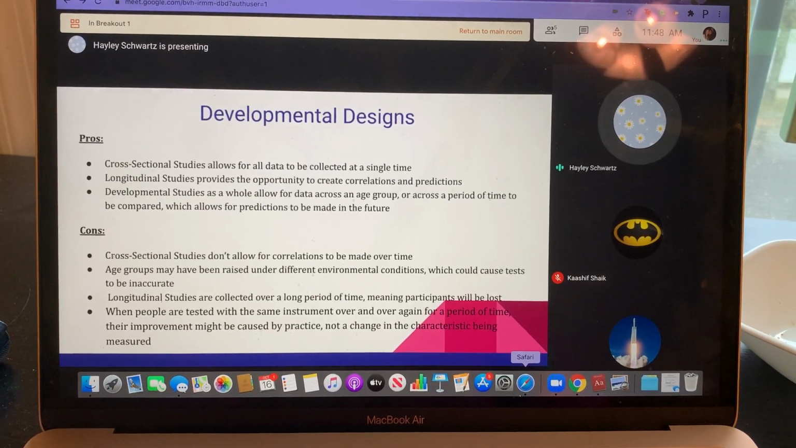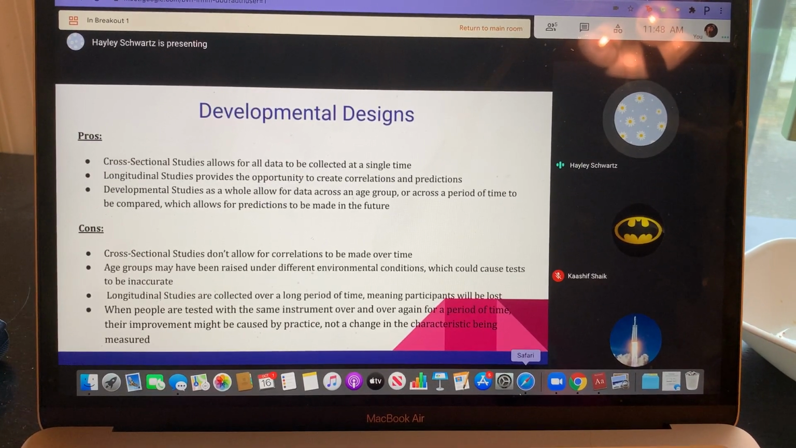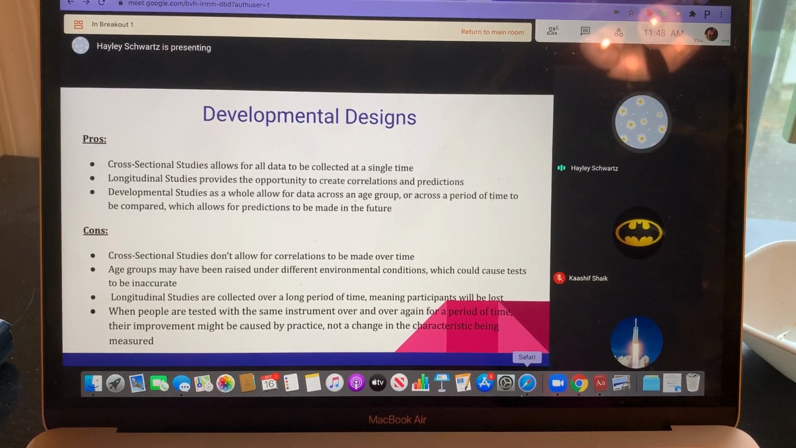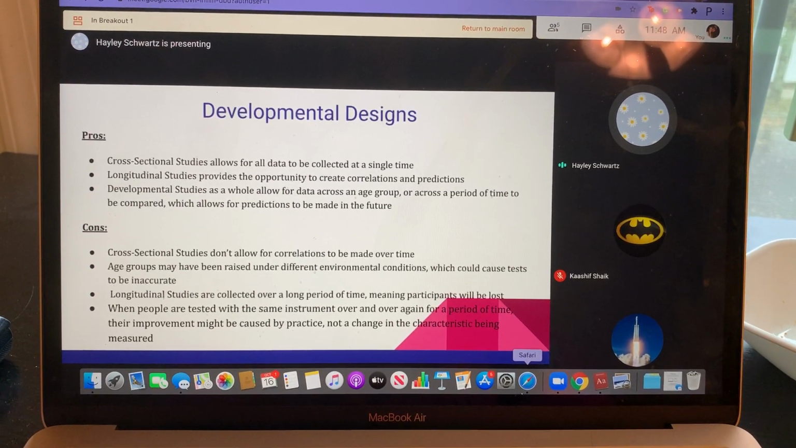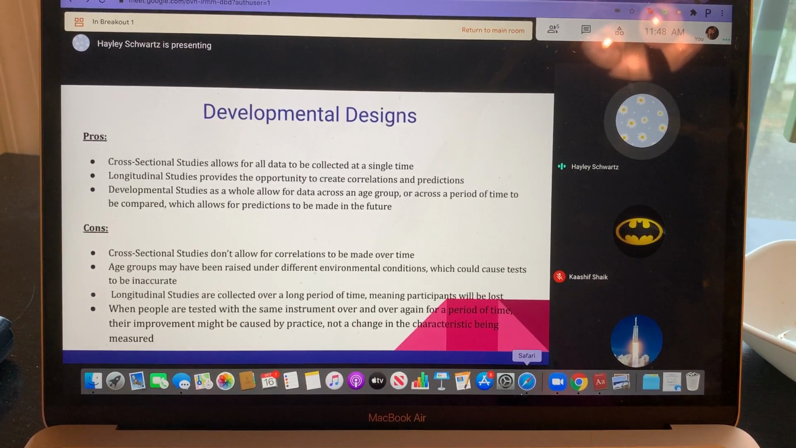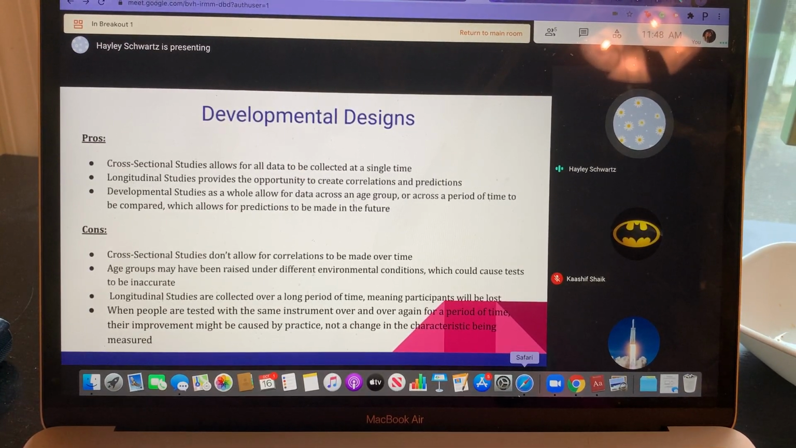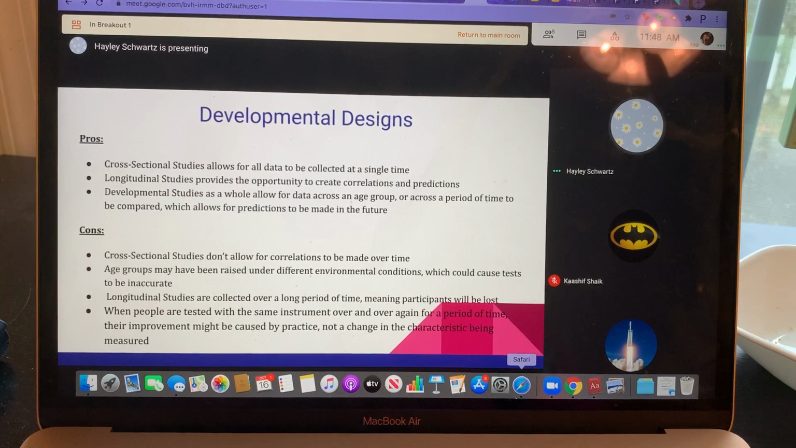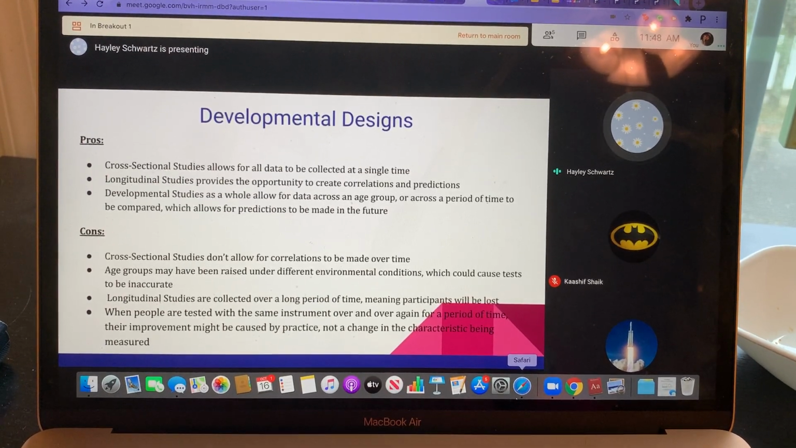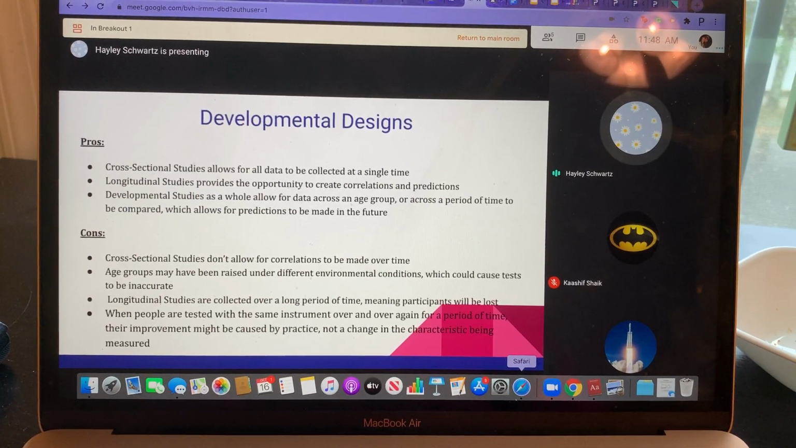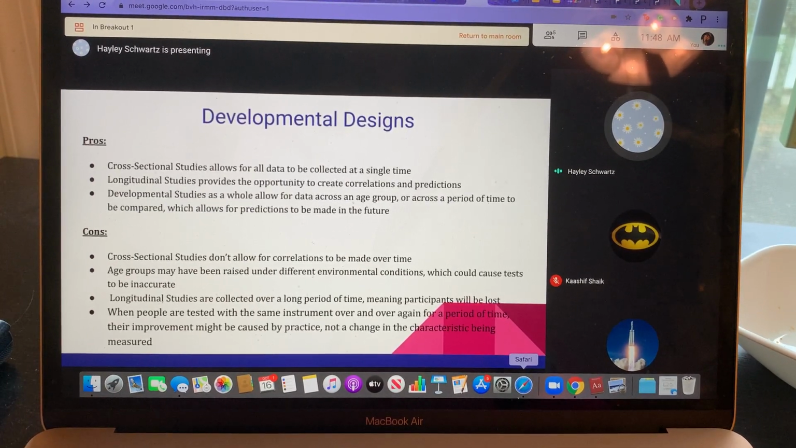And so some pros. Cross-sectional studies allow for all the data to be collected at a single time, and this is much more efficient. Longitudinal studies provide the opportunity to create correlations and predictions. And developmental studies as a whole allow for data across an age group or across a period of time to be compared, which allows for predictions to be made in the future.